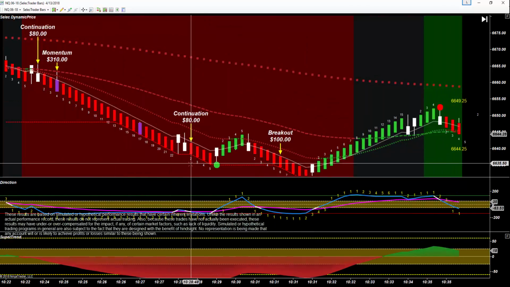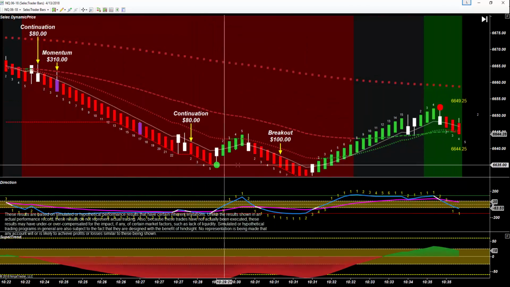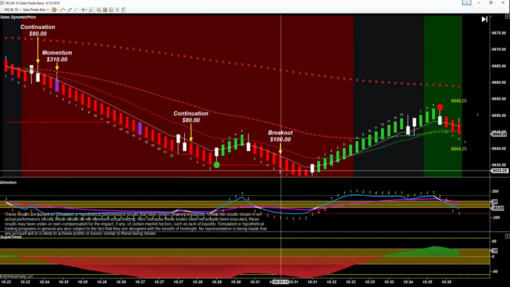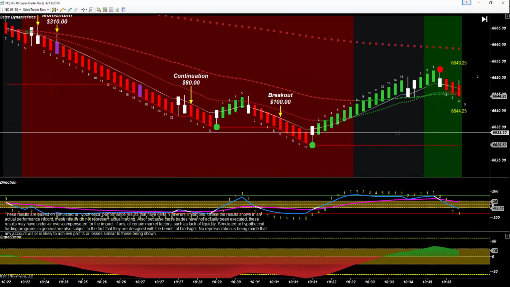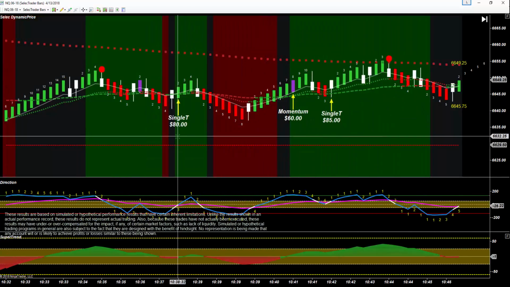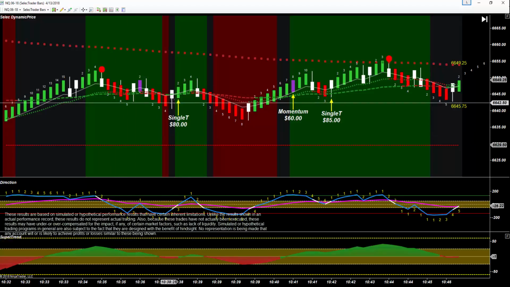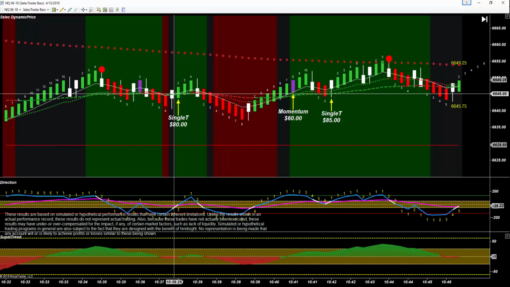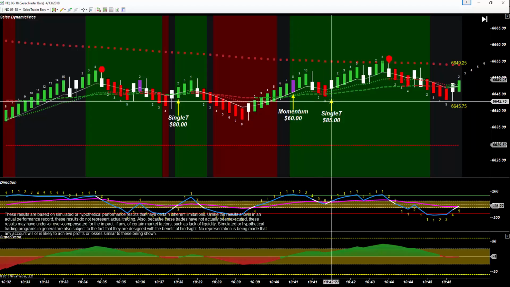Then we have a continuation short at 1028 for profit target and a breakout short at 1031 for profit target plus a couple extra ticks. Then we have a single T long, bit of a choppy area here, not really a strongly qualified single T, but it is qualified nonetheless, and it does hit profit target. Then we have a momentum long that also hits profit target, followed by another single T that hits profit target, and the runner grabs an extra tick by trailing at the low of the previous bar after the close of bar 5.